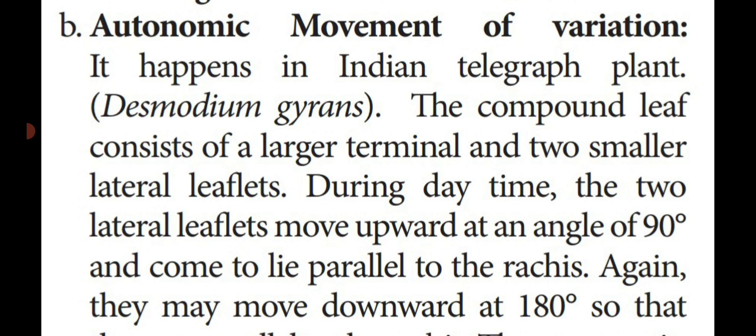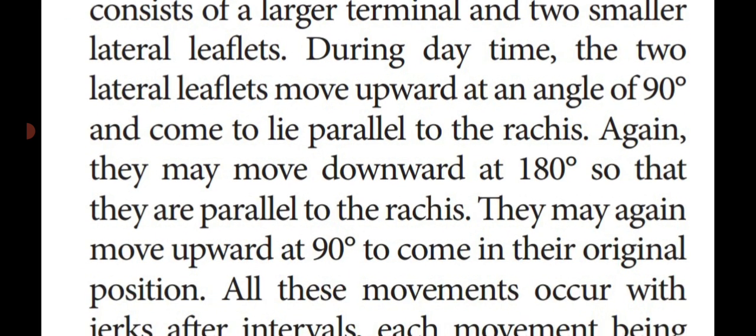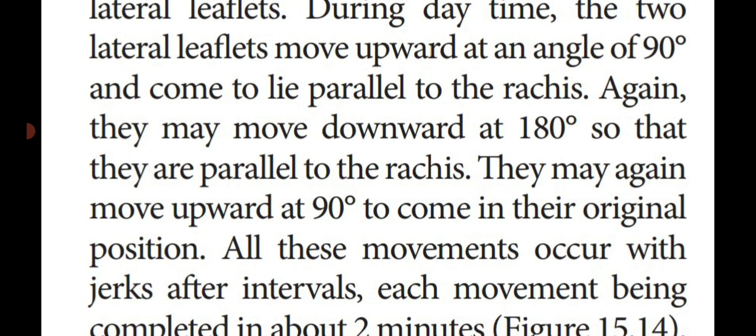It is otherwise known as the Indian telegraph plant. It consists of a compound leaf, a large terminal leaf and two lateral leaflets. In the daytime, the two lateral leaflets move upward at a 90 degree angle, so they lie parallel to the rachis. Again they move downward at 180 degrees, so they are parallel to the rachis.